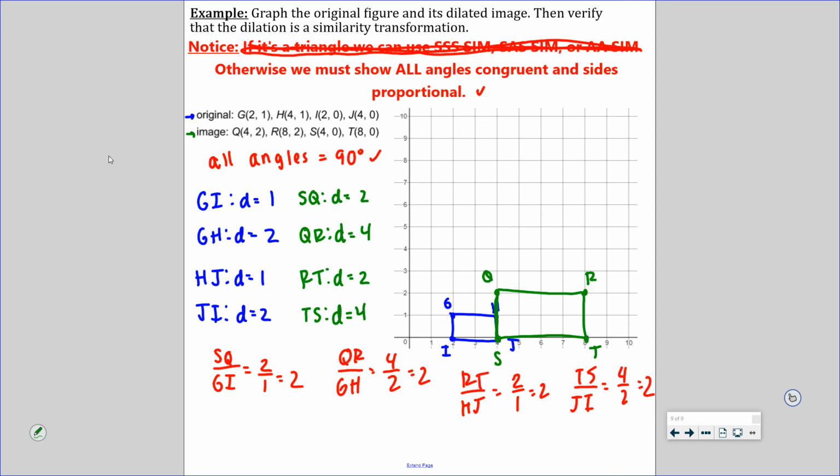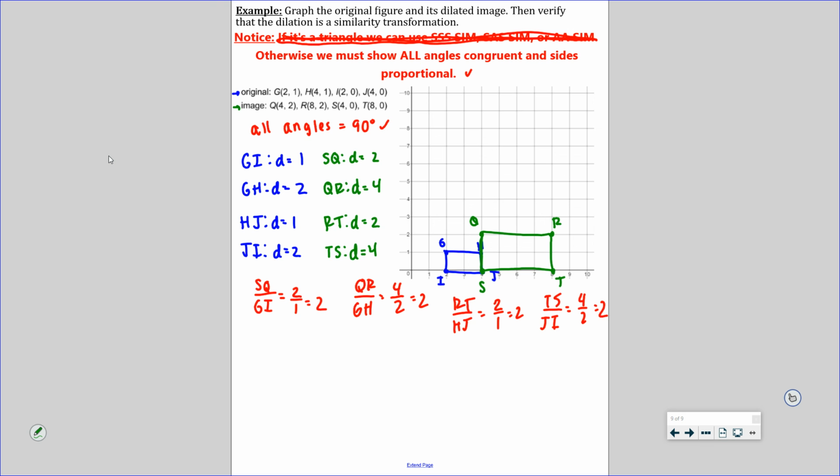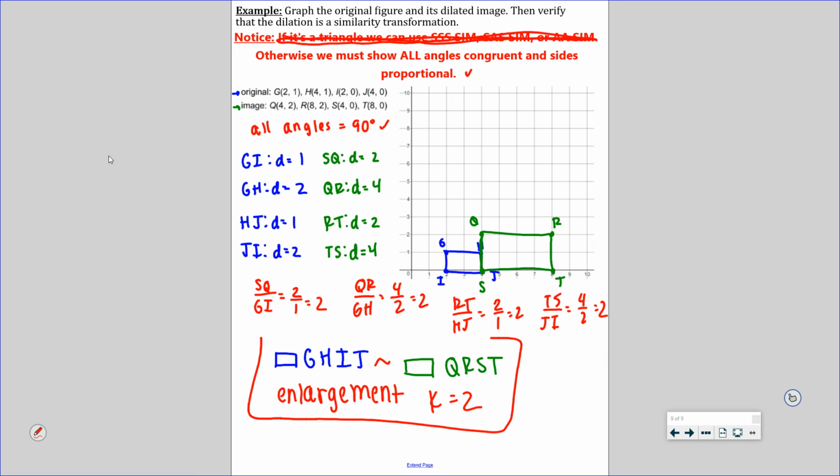Okay, done. We have to show all the angles are congruent, all the sides are proportional. So, all else I want you to jot down is that rectangle GHIJ is similar to rectangle QRST, and it's an enlargement with a scale factor of what? 2. Makes sense that we got a number bigger than 1.